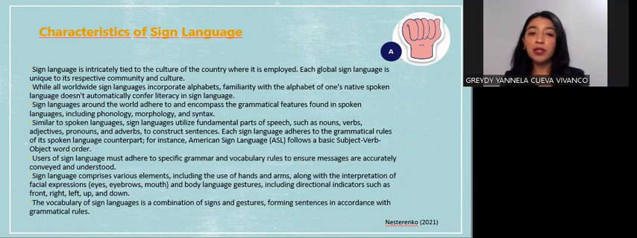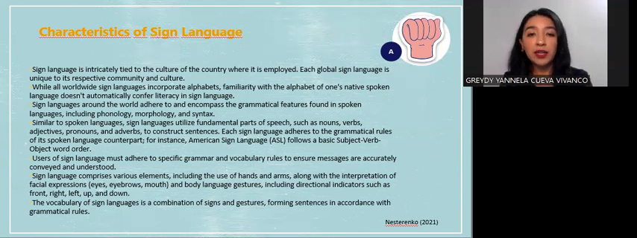Similar to spoken language, sign language utilizes fundamental parts of speech, such as nouns, verbs, adjectives, pronouns, and adverbs, to construct sentences. Each sign language adheres to the grammatical rules of its spoken language counterpart. For instance, American Sign Language follows a basic subject-verb-object word order. Users of sign language must adhere to specific grammar and vocabulary rules to ensure messages are accurately conveyed and understood.